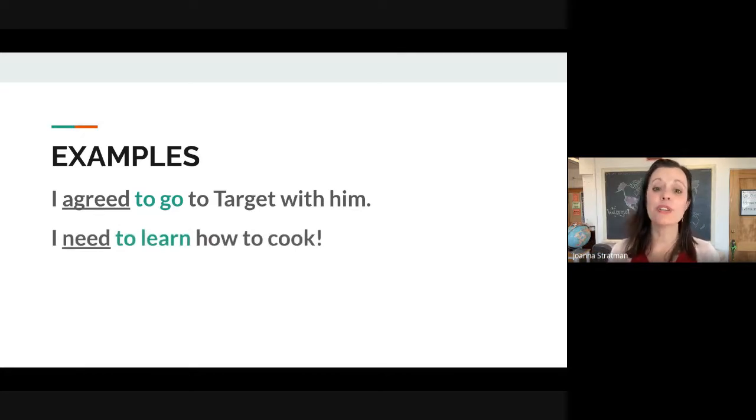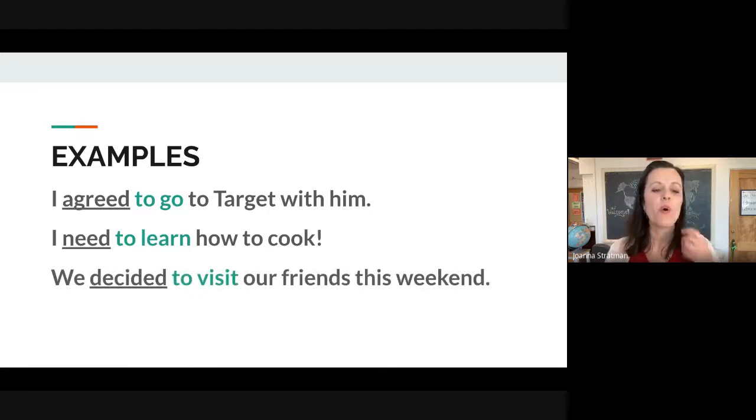I need to learn how to cook. Need is another example where you will usually have an infinitive after it. So we say to learn. I need to learn. And finally, we decided to visit our friends this weekend. Decided is one more verb that typically has an infinitive after it. We decided to visit.